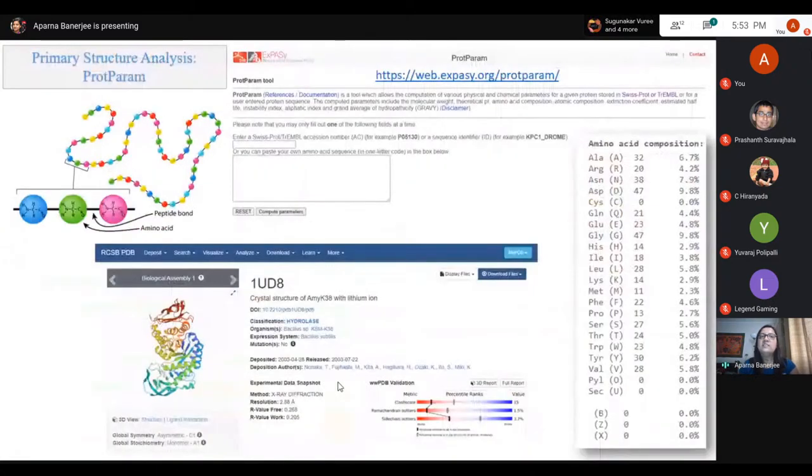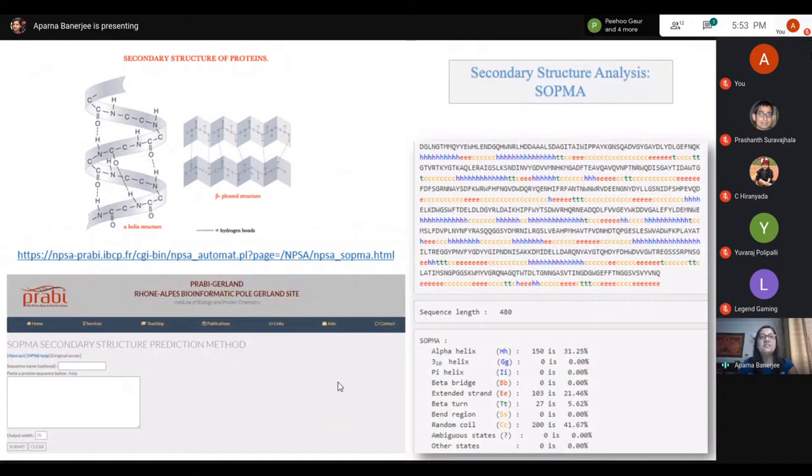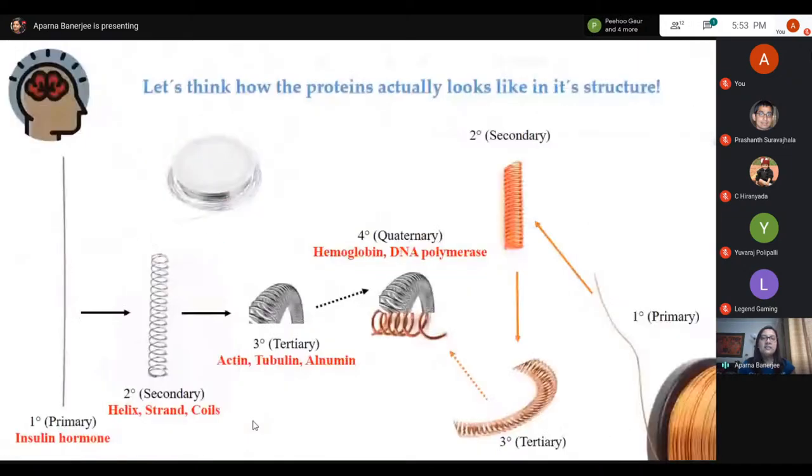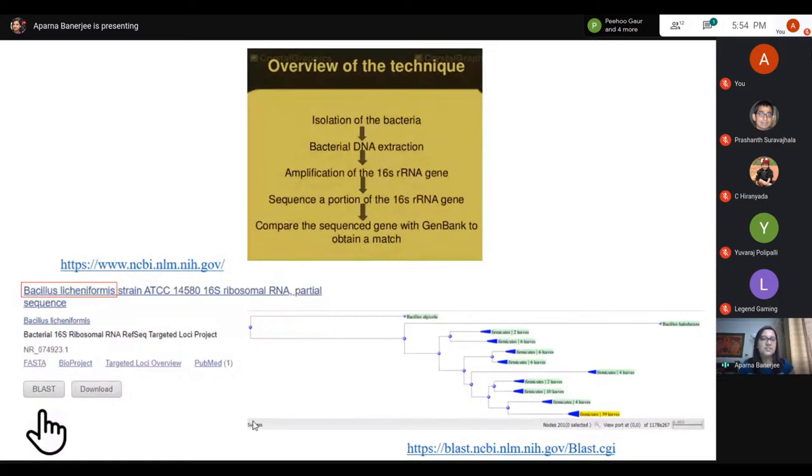So here we learned about how we can see primary structure. Just for one time recapitulating, we can see the primary structure of the protein if we download the structure from RCSB PDB through ProtParam. We can see what amino acids are present in the protein and what the percentage is. And then we can see the secondary structure, the helices, the beta pleated structures, everything, the different components of the secondary structure, through this tool called SOPMA. And then for tertiary structure, there are different tools, but we have taken just one example of salt bridge, and we can see it through ESBRI. And we also learned how we can see which bacteria classification it is through NCBI BLAST, and we can see its phylogenetic tree.